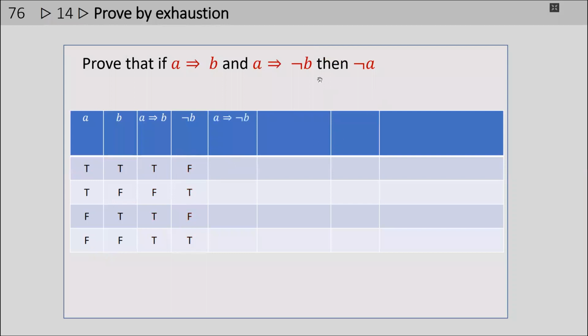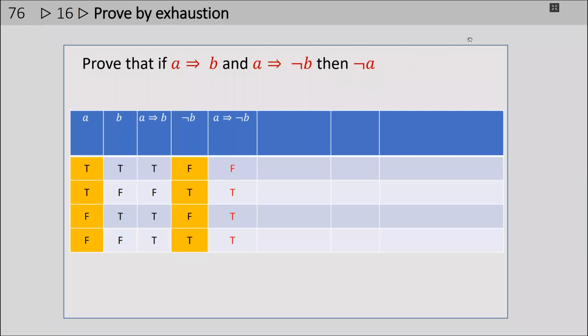Now you can calculate A implies not B. So this is the left side, and this is the right side. True implies false is false. True implies true is true. False implies false is true. False implies true is true. So here are the results for A implies not B.